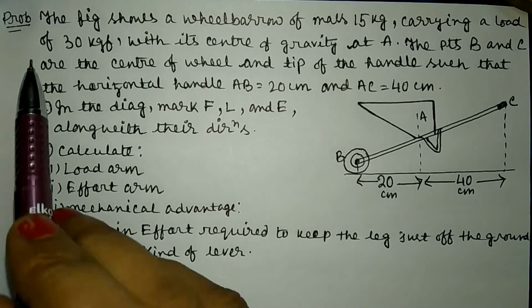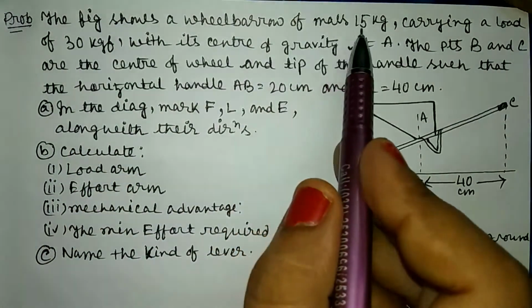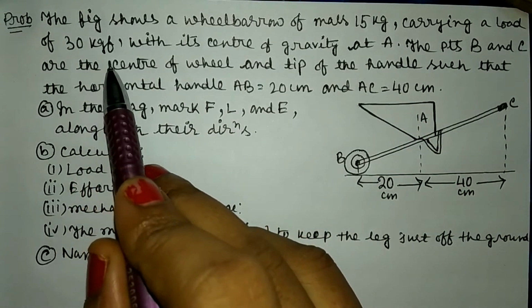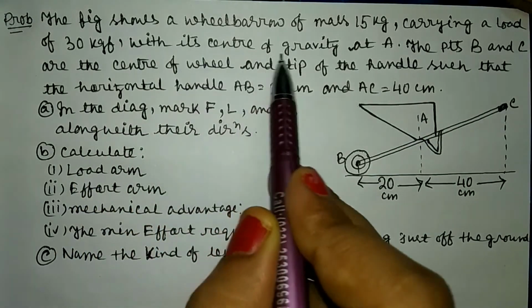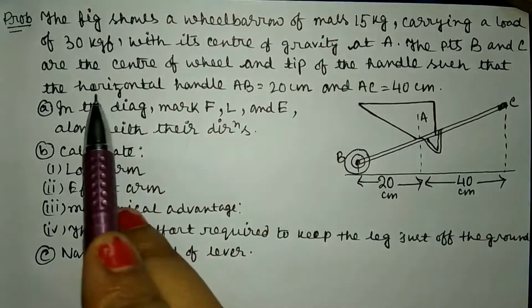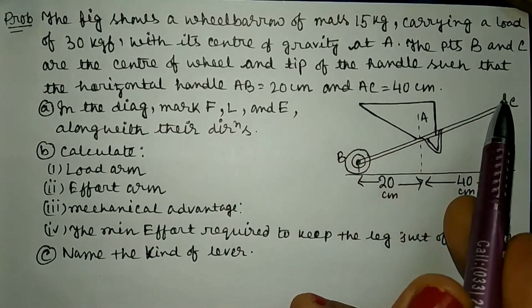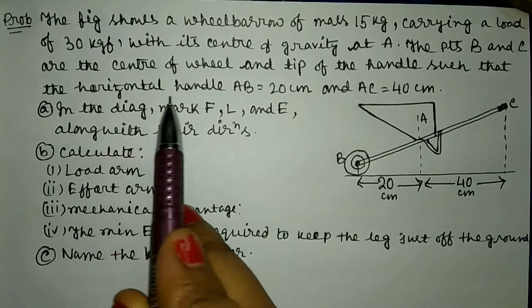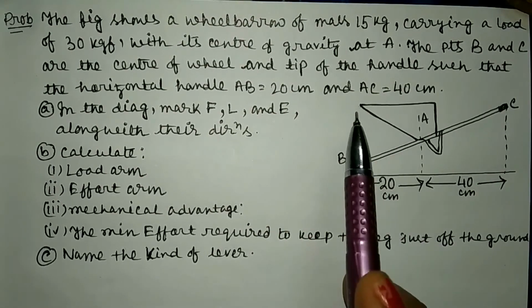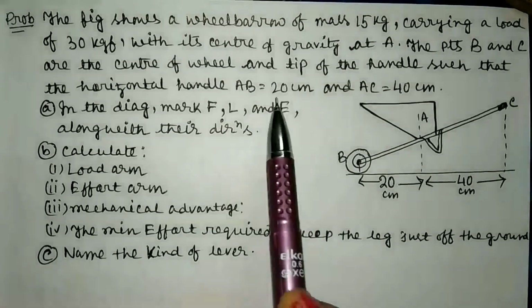The question is: the figure shows a wheelbarrow of mass 15 kg carrying a load of 30 kgf, with its center of gravity at A. The points B and C are the center of the wheel and tip of the handle, such that the horizontal handle AB equals 20 cm and AC equals 40 cm.